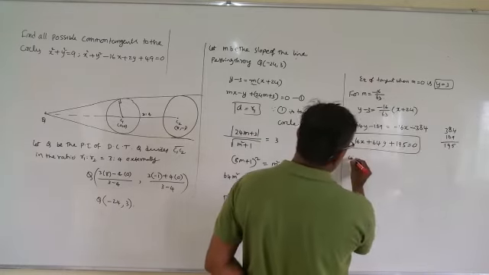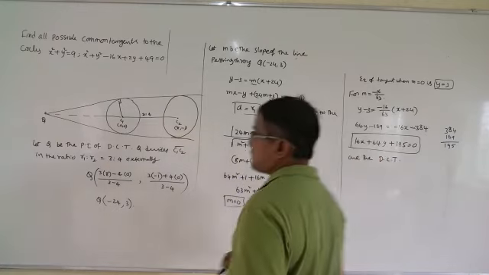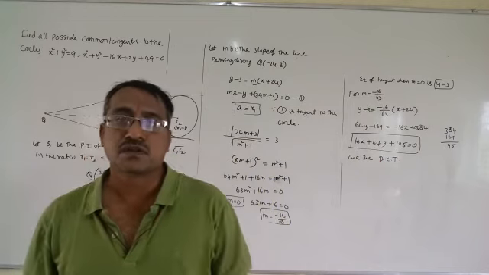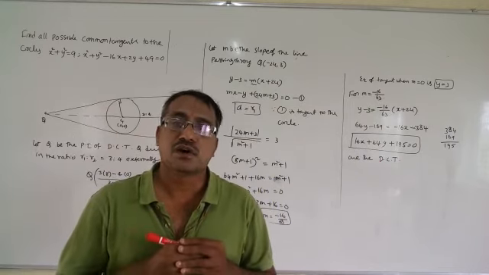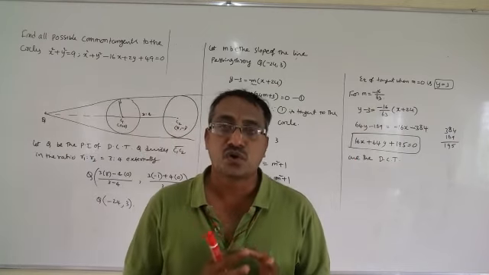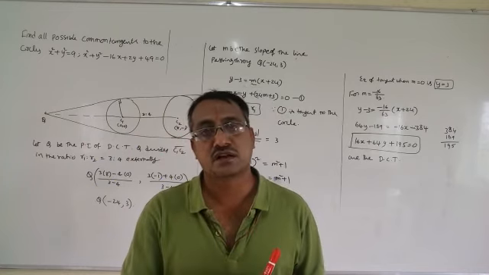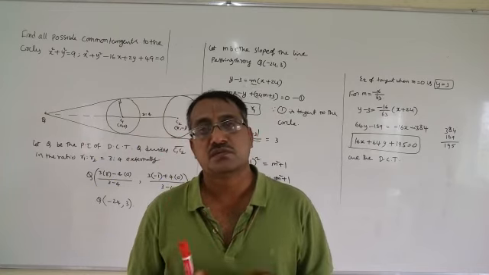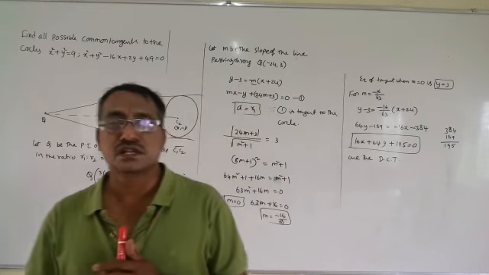So these are the direct common tangents. In this problem, they have asked to find all the possible common tangents. So there are 4 possible common tangents: one pair of direct common tangents and one pair of transverse common tangents. That is the required answer.